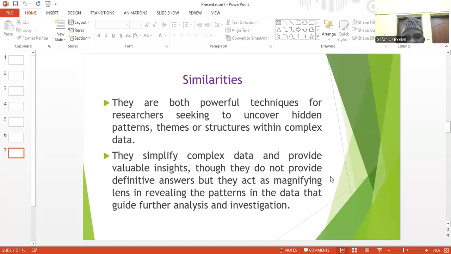So they are not definitive, they will not give a definitive answer, so to speak, but they will help the researchers in magnifying the patterns that may be inherent in such complex data, so that it will help the researcher in doing further analysis or investigative analysis of that data.